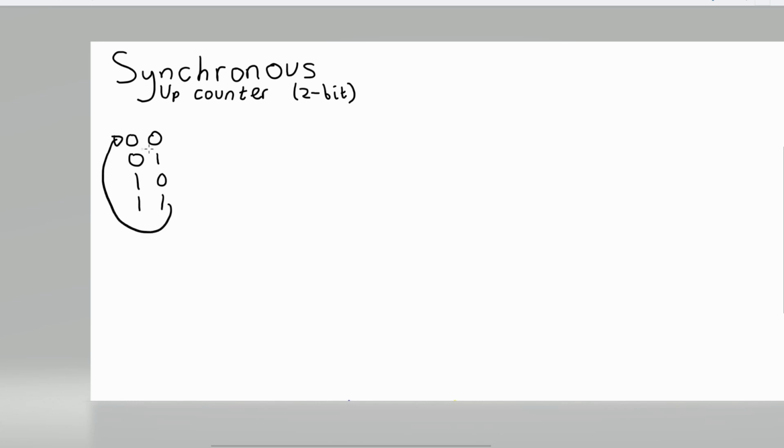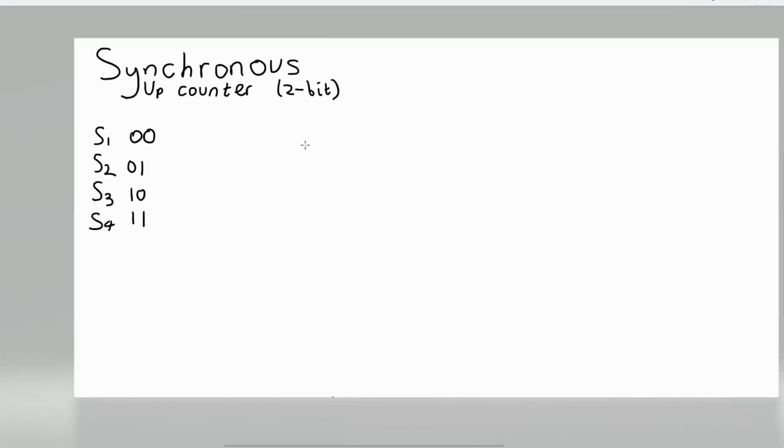So first of all, what we're going to do is name them as different states. Some people call these state machines, but basically we're manipulating a state machine to be an up counter. So we have 0 0, 0 1, 1 0, 1 1.